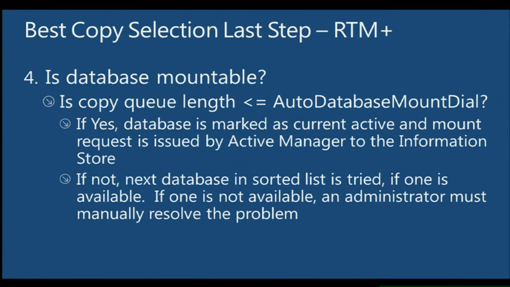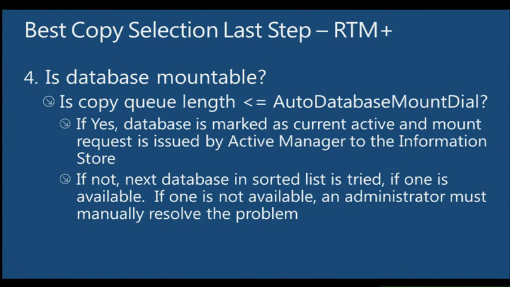Once that ACL process is done, maybe it succeeded, maybe it didn't, then the next question that Active Manager has is, is the database mountable? And that question is answered by figuring out is the current copy queue length within that auto database mount dial threshold. If we're within the dial range, then the answer is yes, and Active Manager will issue a mount request. If we're outside the dial range, then the answer is no. Active Manager won't issue a mount request, and instead we'll go back to that sorted list of databases and try to activate the next one in the sorted list.